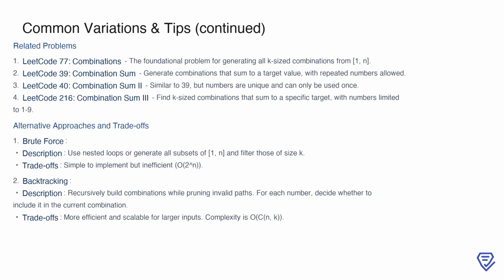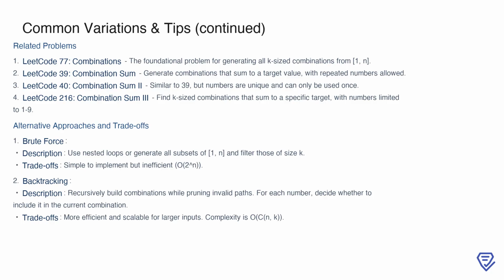Combinations are a foundational concept, and there are several related problems worth exploring. For instance, LeetCode 77 is the classic problem where you generate all k-sized combinations from the numbers 1 through n, and building on this, LeetCode 39, Combination Sum, introduces a twist where you generate combinations that sum to a target value, allowing repeated numbers. LeetCode 40, Combination Sum 2, is similar but restricts you to using each number only once. Then there's LeetCode 216, Combination Sum 3, which limits the numbers to the range 1 through 9 and requires the combinations to sum to a specific target.